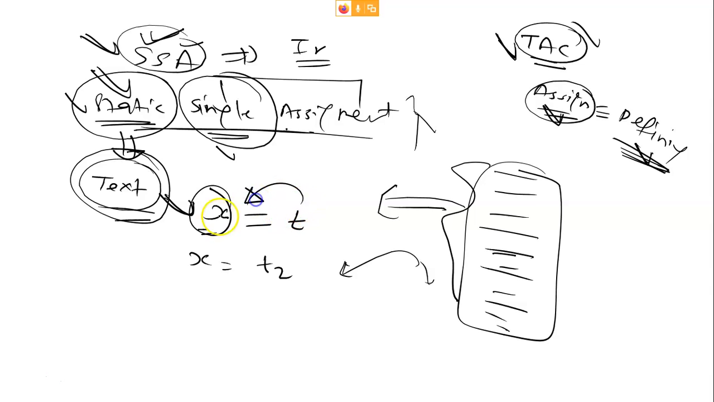Like here you are assigning x the value t. Now you cannot assign x the value t2. If you want to assign, you have to take some different variable, so x2, some different variable you have to take. So this is the name SSA. Of course we will take more examples and it will be clear.